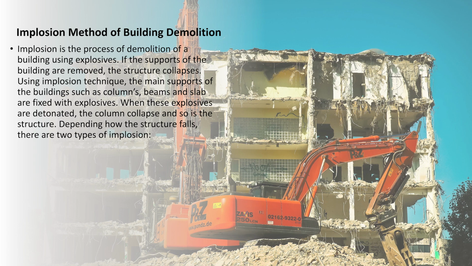The main supports of the building such as columns, beams and slabs are fixed with explosives. When these explosives are detonated, the columns collapse and so does the structure. Depending on how the structure falls, there are two types of implosion.